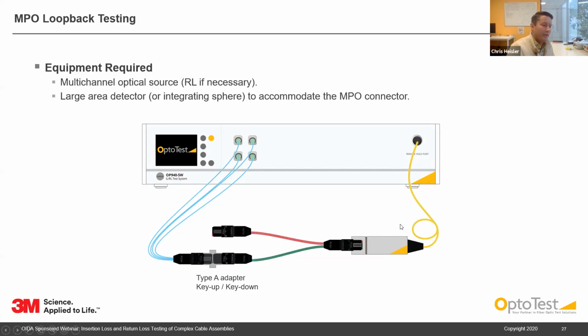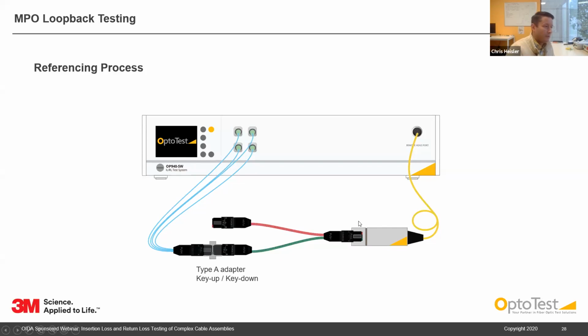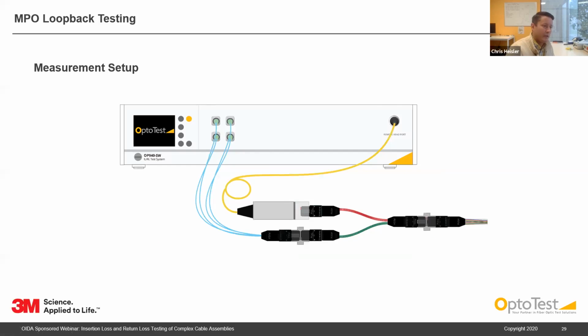We also need to have a large area detector or an integrating sphere here, and that's basically just to be able to measure all of the light coming out of this MPO ferrule here. So to reference, we're going to connect up our MPO reference connector to the large area detector. We're going to reference insertion loss and return loss at this location here. Then to measure the DUT, we'll connect up our DUT to our reference connector here.